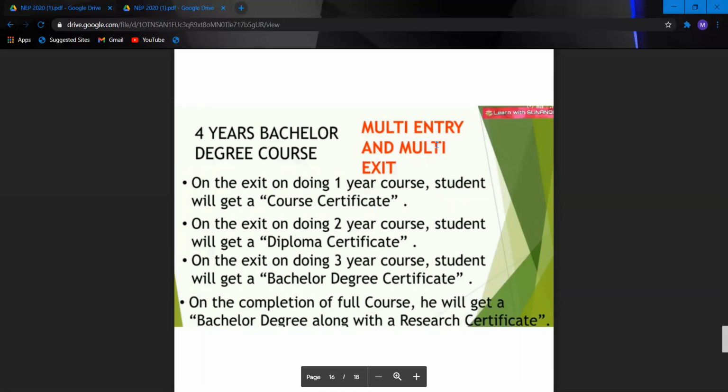This means that out of 3 years, if a student wants to exit the course in between after completing 1 year, if his family circumstances or any situation is not allowing him to continue his studies and he is leaving his degree in between, then after completing the first year, he will receive a course certificate, after completing 2 years, he will receive a diploma certificate, and after 3 years, he will receive a bachelor's degree certificate. On completion of the full course, he will get a bachelor degree along with a research certificate. So multi-entry and multi-exit means a student can enter and exit the course as per his convenience.